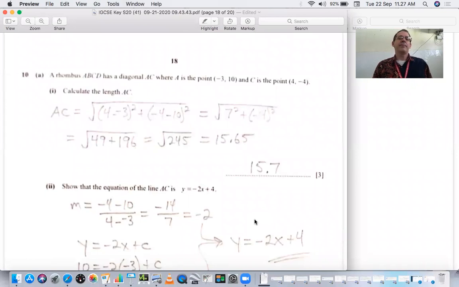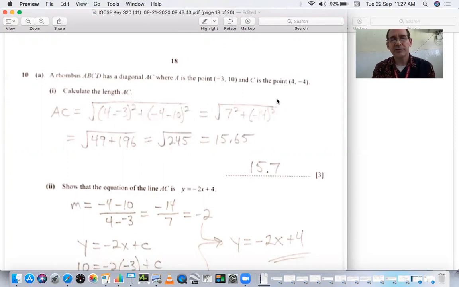Number 10, a rhombus has a diagonal AC where A is the point -3, 10, C is the point 4, -4. Calculate the length of AC. So we just use our distance formula to find that. So x2 minus x1, y2 minus y1, square them, add them together, and square root. This is just your a squared plus b squared equals c squared. Your distance formula is based on your Pythagorean theorem. And you work this out, and you get 15.65.